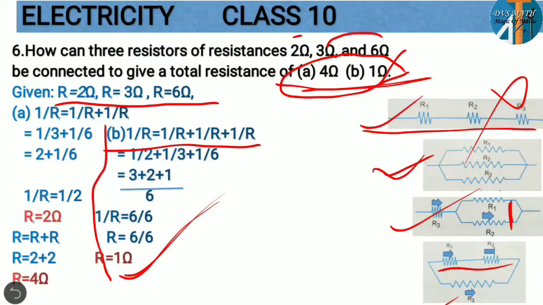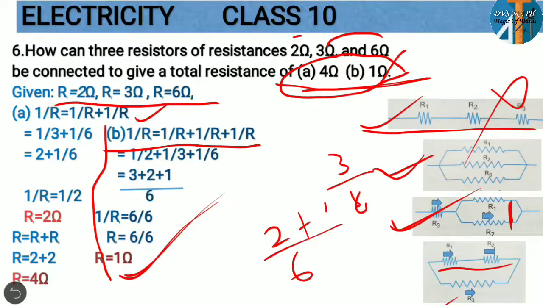If they connect in parallel like this, in the third case, first R2 and R3 are connected in parallel. That is 1 by Rp is equal to 1 by R2 plus 1 by R3. So that is 1 by 3 plus 1 by 6. What is the LCM? The LCM is 6, so it is 2 plus 1, you will get 3 by 6. So 1 by Rp is 3 by 6, which is 1 by 2. Here 1 by Rp is equal to 1 by 2.